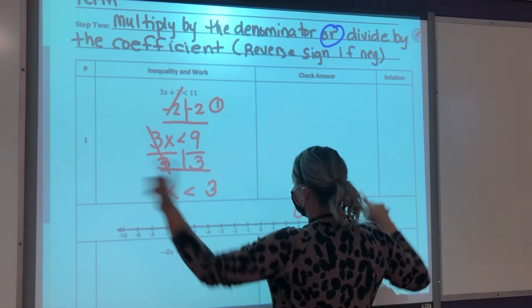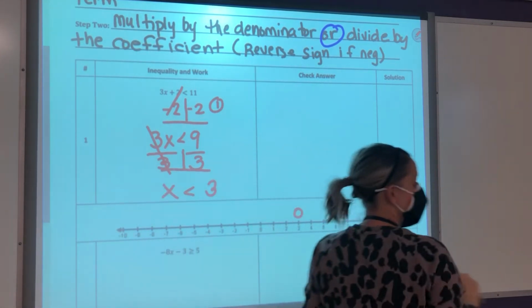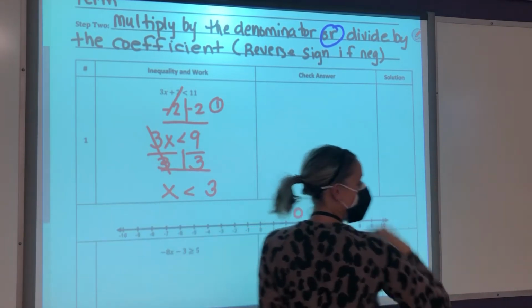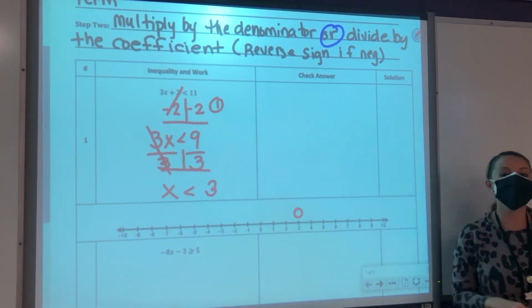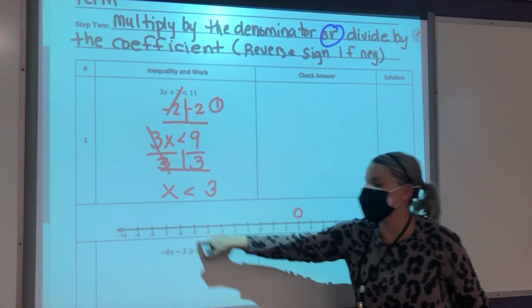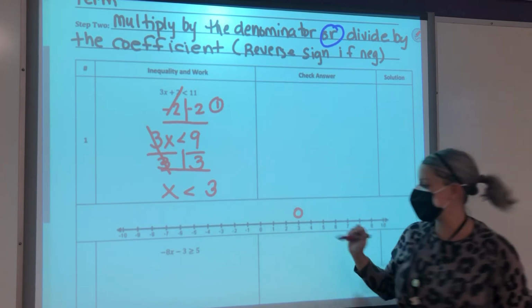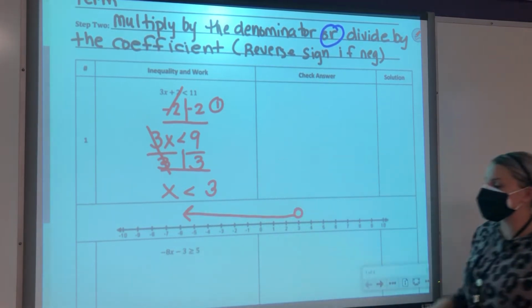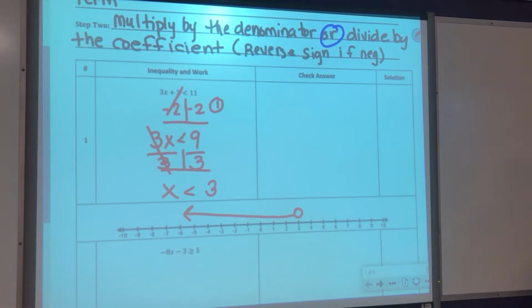So I put an open circle at 3. Show me. Left or right? Left. It goes to the left. Less than is left. So our arrow goes this way. The arrow does not have to extend all the way, as long as I can see the direction of the arrow, we're okay.